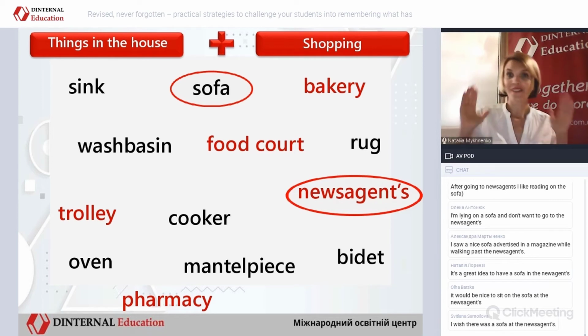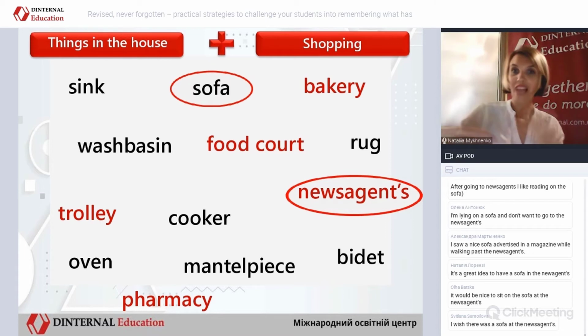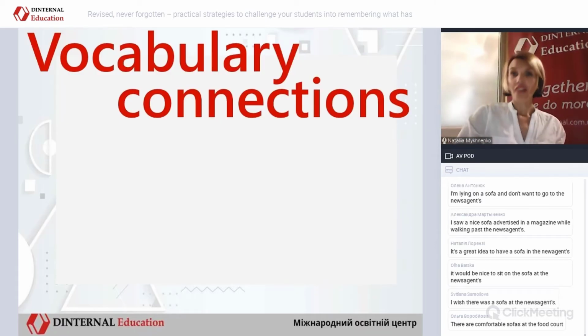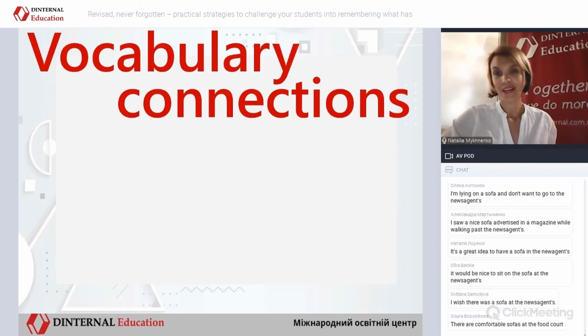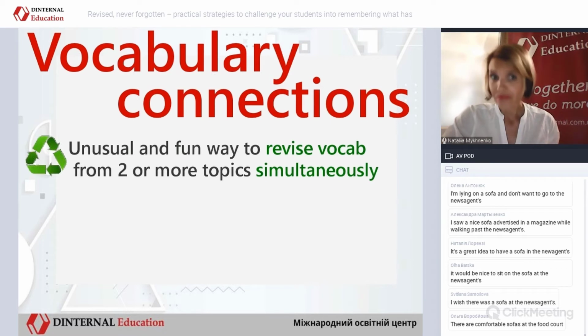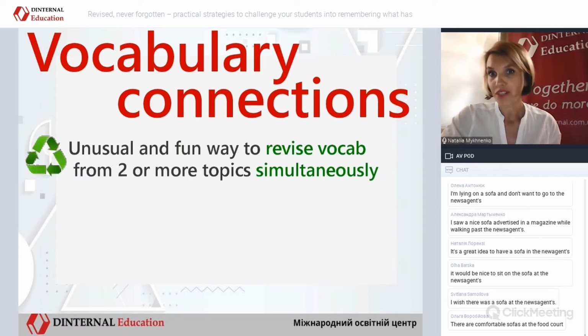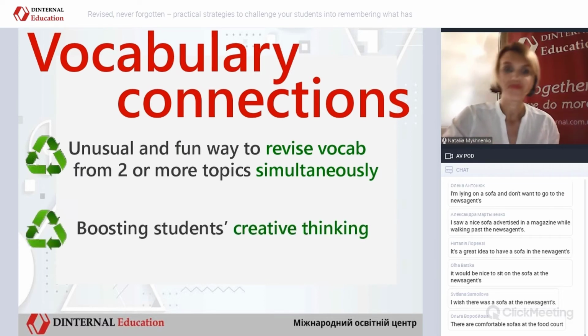Yeah. Okay, so a lot of nice examples. Thank you very much for being so active. Let's move on. So that was our first activity, which is great for vocab revision. It's called vocabulary connection. Why do I love it? First of all, it's a fun way to revise the vocab. And actually, you can revise not only one vocabulary topic, you can revise two or even more vocabulary topics simultaneously.